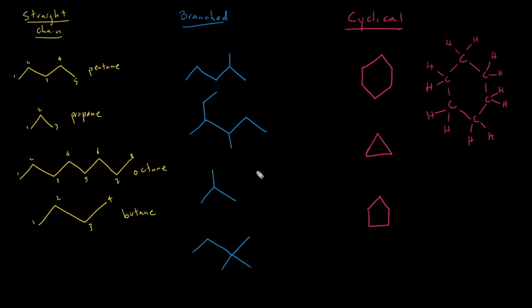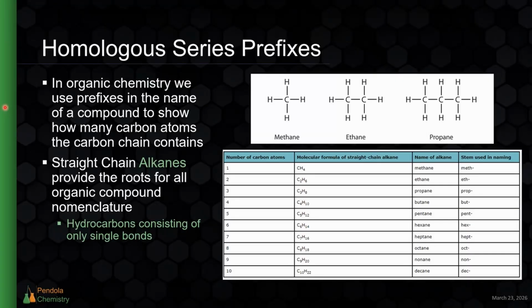So what happens once we have a branch? So if this is propane, then what is this? Because this has, again, 1, 2, 3 carbons in the main chain, but then we have this carbon that sticks out of it. So is this going to be a butane because it has 4 carbons? But then what is this? So how do we name branched alkanes? How do we name cyclic alkanes? Let's go take a look at that.